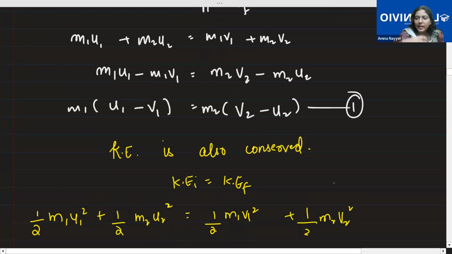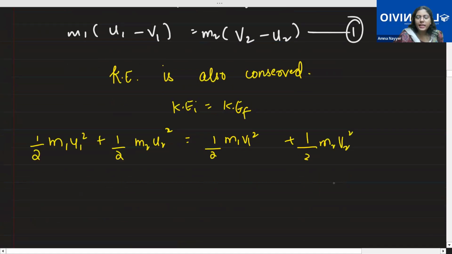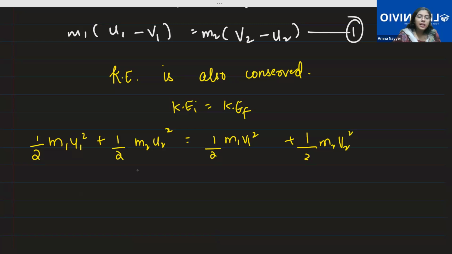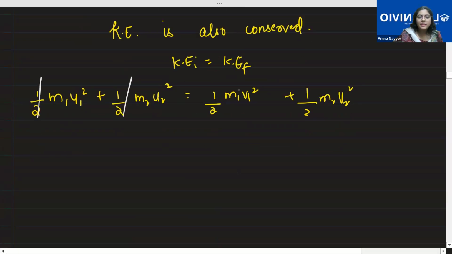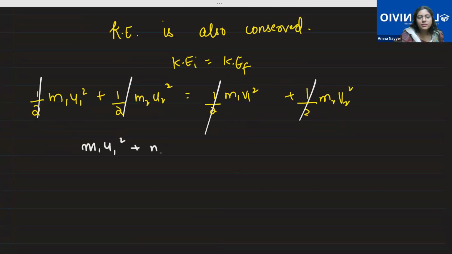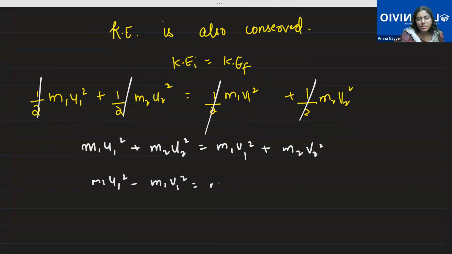Now we'll take kinetic energy conserved. So initial kinetic energy will be equal to final kinetic energy, meaning half m1u1 square plus half m2u2 square is equal to half m1v1 square plus half m2v2 square. From here half will be cancelled. What will be left? m1u1 square plus m2u2 square is equal to m1v1 square plus m2v2 square. Again, let's bring the one term together: m1u1 square minus m1v1 square, and this will be m2v2 square minus m2u2 square.